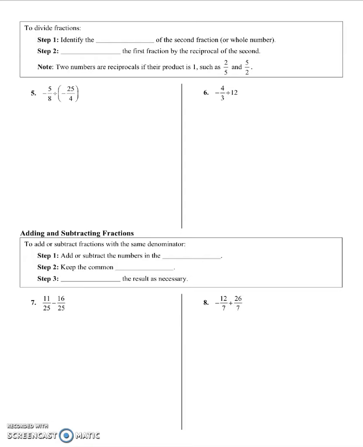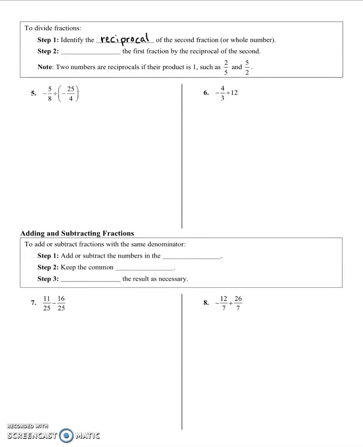Okay, we just discussed how to simplify and multiply fractions. Now we're going to talk about how to divide fractions and then how to add and subtract fractions with the same denominator. So when we divide fractions, first we want to identify the reciprocal of the second fraction or whole number. So a reciprocal is just where you flip it upside down.